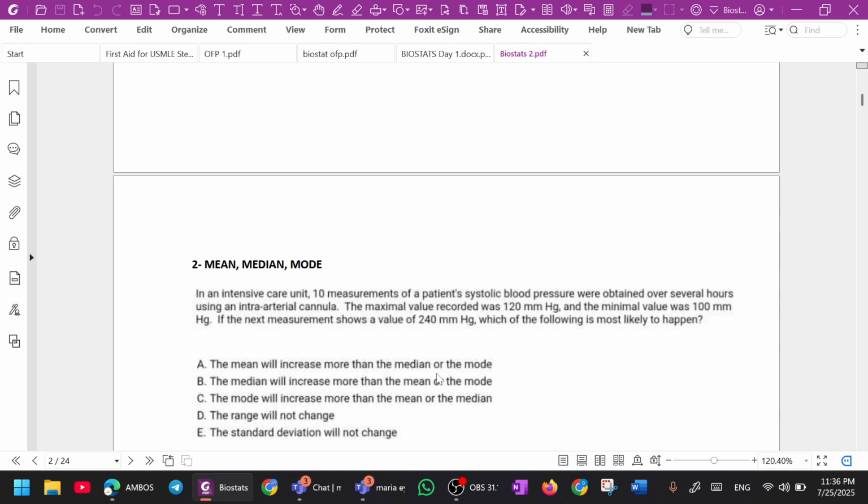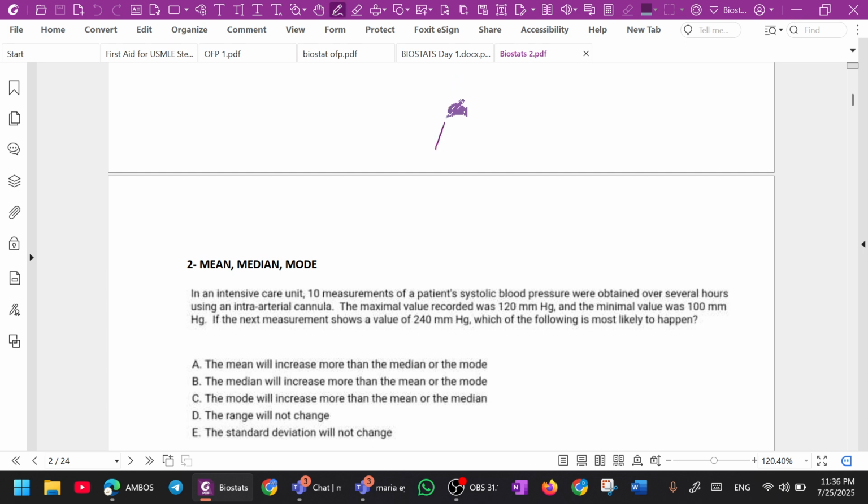The mean will not increase, isn't it? The mean will be the same. Positive skew and negative skew. Median is the middle one and mode is the other one.